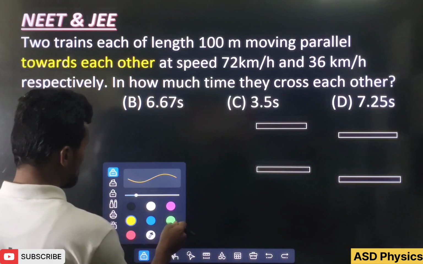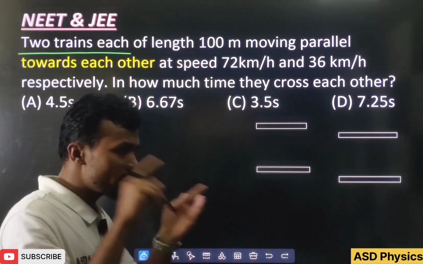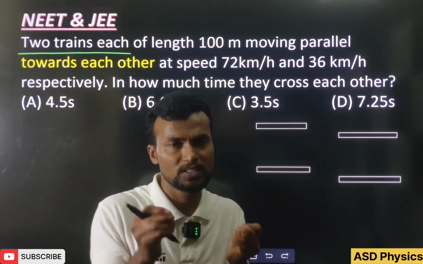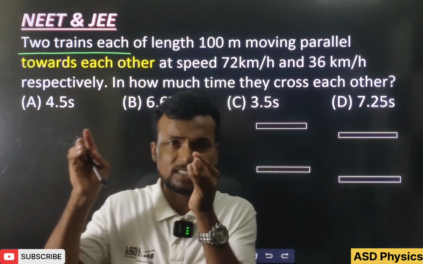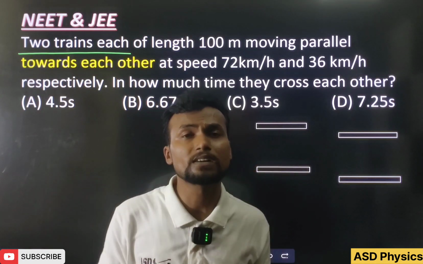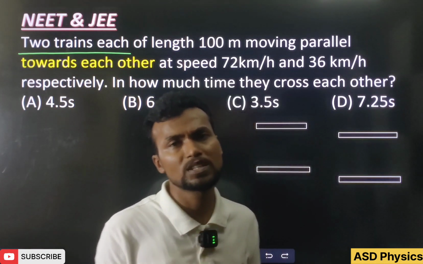This question is important for NEET and JEE. Two trains. Before that, there was a train having some length and a bird as a point object. When one object has some length and the other is a point object, the distance traveled to cross each other will be equal to the length of the object, because one of the objects is a point object.